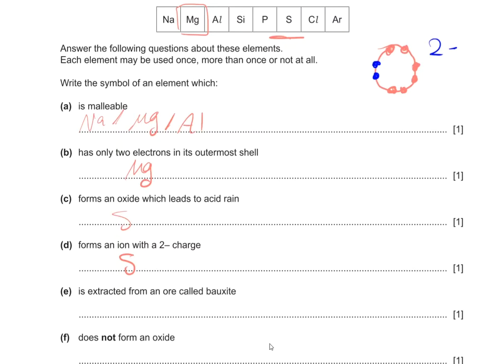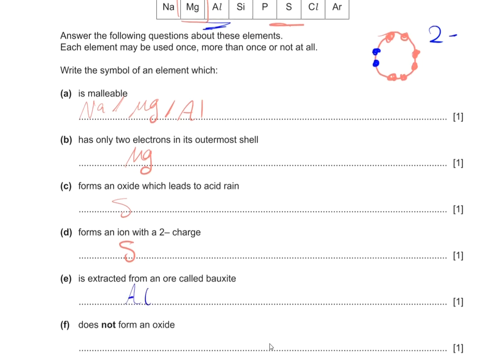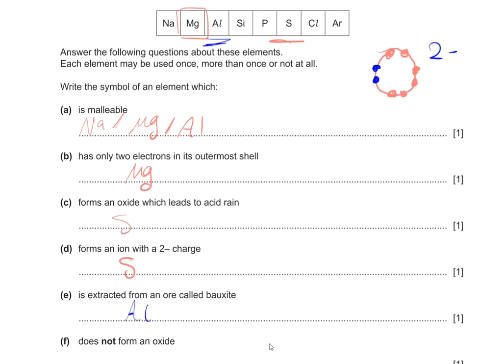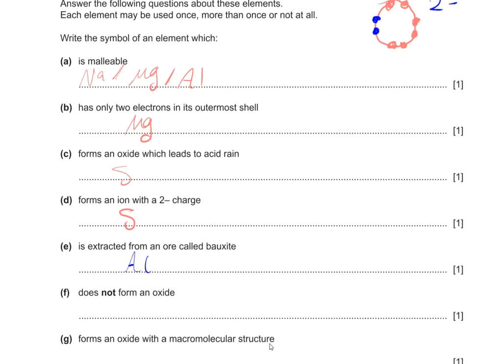Question E is extracted from an ore called bauxite. That's aluminum. Bauxite is the name of the aluminum ore, which should be memorized. F doesn't form an oxide. If we look at all these elements, there's no reason for them not to form an oxide except for argon, because it's a noble gas, meaning that it doesn't react with anything. So it's definitely argon.